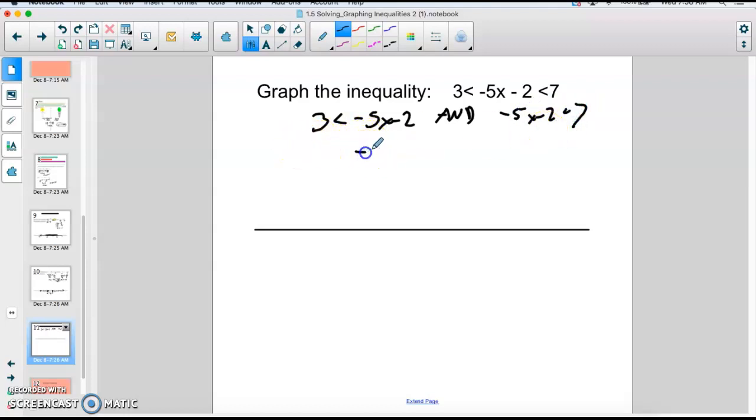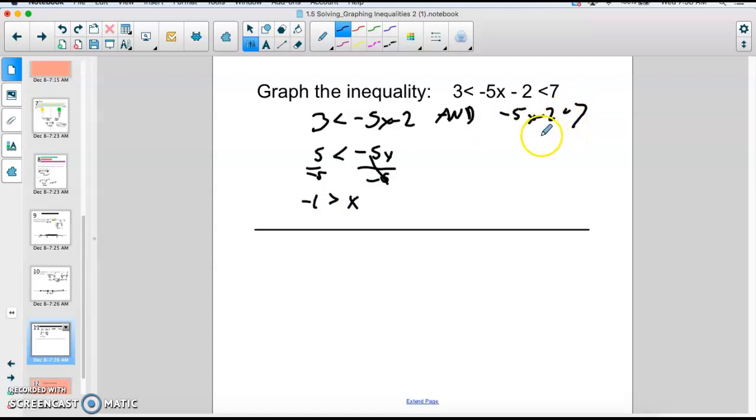So we add 2 to both sides, and we get 5. Then we're going to divide by a negative number. Remember to flip your sign. So we're going to end up with negative 1. Flip our sign around, and x.